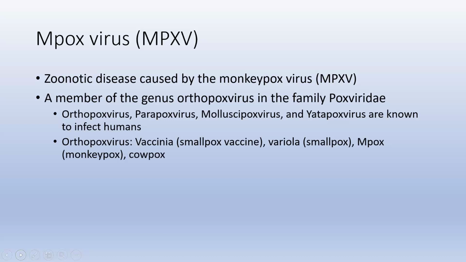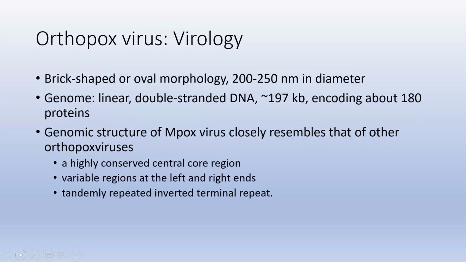Variola, which is the cause of smallpox, which was eradicated in the 1970s, I think 1978. Cowpox, which actually was the initial smallpox vaccine, if we remember the story of Edward Jenner in 1798. And that was basically the beginning of vaccination. And Mpox virus is what we're going to discuss today.